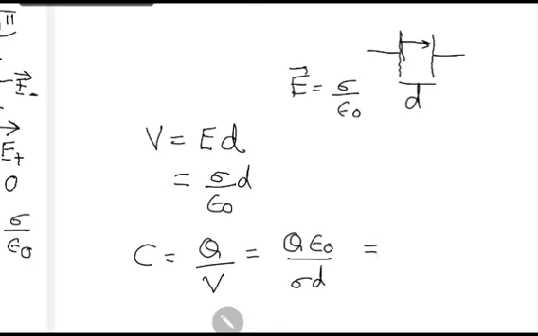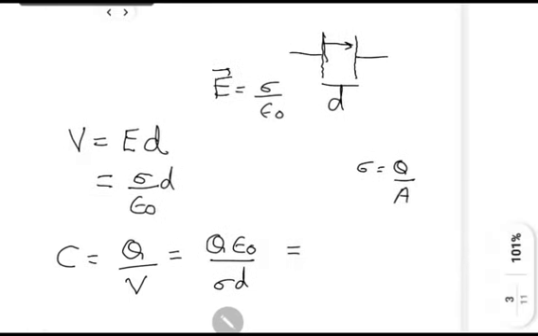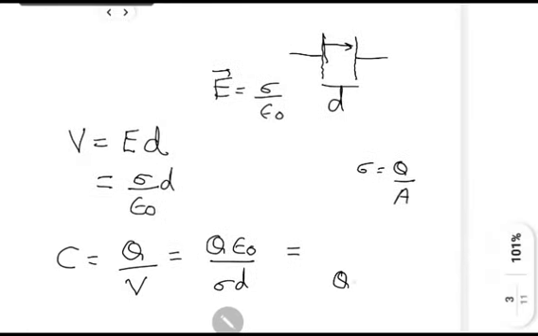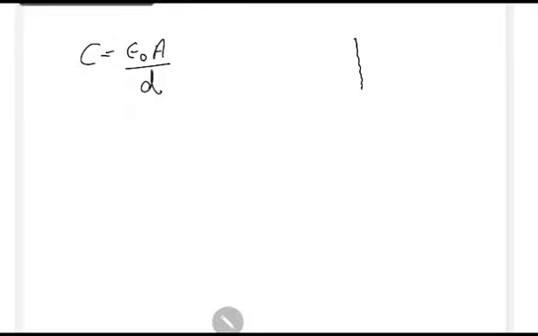We know the value of sigma, we already discussed it. We know that sigma is Q upon A. It is the charge per unit area. So now put this value, what do we get? We get Q epsilon naught A upon D over Q. So what is the value of C? The value of C will become C is equal to epsilon naught A upon D. Is it clear?